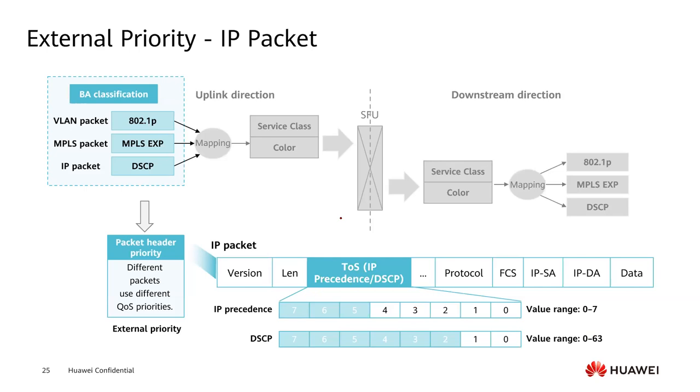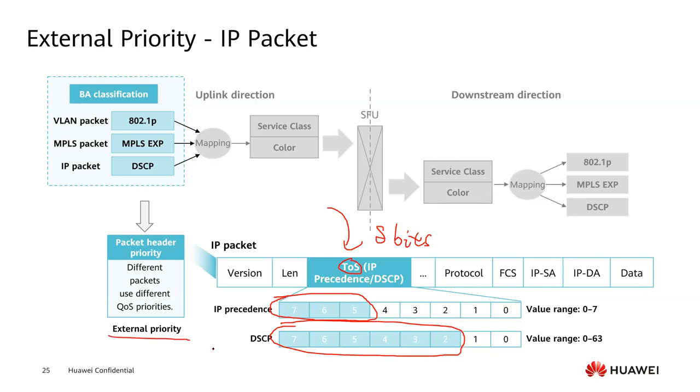Okay. And last is the IP packet. In the IP packet, we will put the external priority value in the field called the TOS. The TOS is an 8 bits long field. But for most of the time, we will only use the first 3 bits or the first 6 bits to contain the external priority.